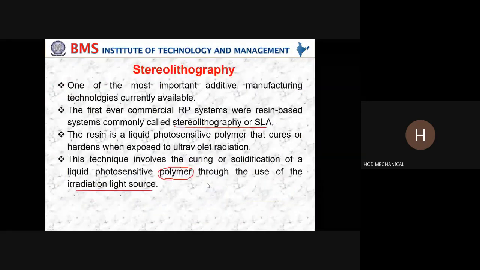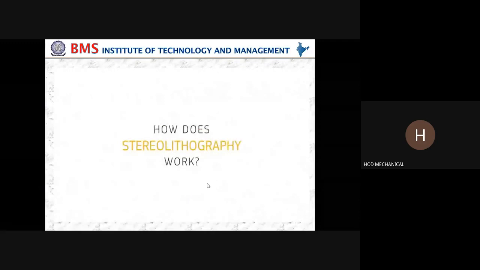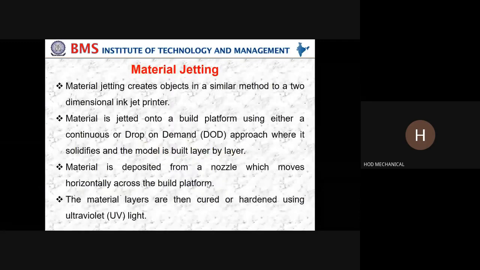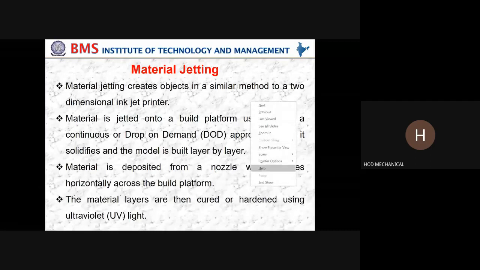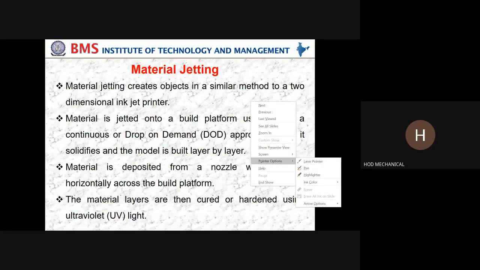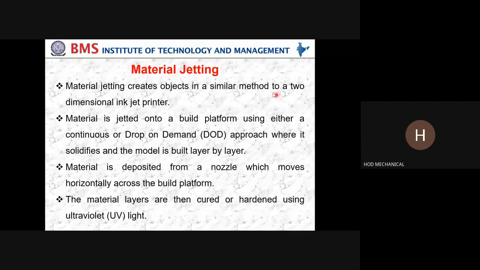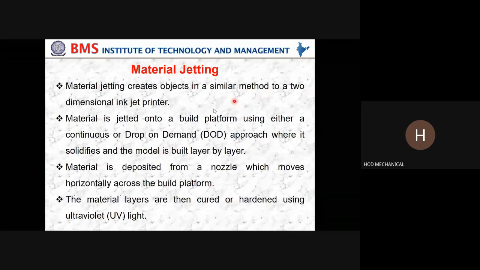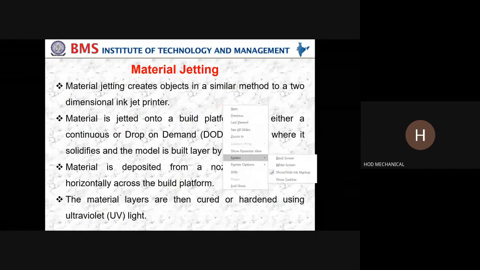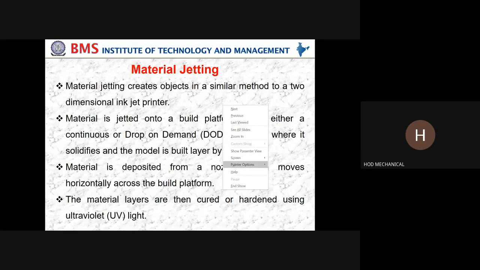Then we'll go to the second one, the next one called the material jetting. This is the second process. Now just observe. This material jetting creates the object in a similar method to a two-dimensional inkjet printer. Now you can clearly observe what is called an inkjet printer, and how the inkjet printer is going to work. Accordingly, we will be having this technique.